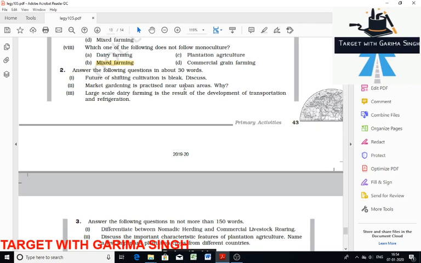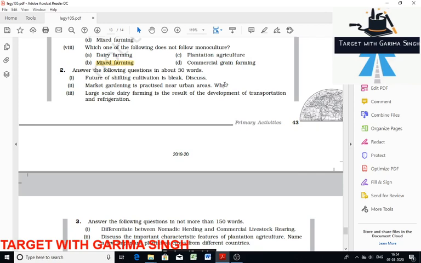Market gardening is practiced near urban areas. Why? Market gardening specializes in the cultivation of high-value perishable crops such as vegetables, fruits, and flowers solely for the urban markets. They are situated close to urban markets mainly because of high value crops. These crops are costly, hence they need to be situated close to a market where people have high purchasing power and also demand for high valued crops. In such a situation, urban areas are the perfect market.